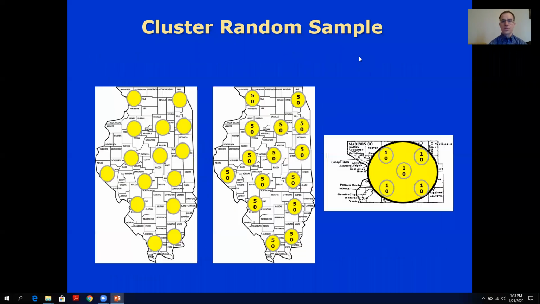So here's an example of cluster random sampling using Illinois. First, I would select clusters throughout the state of Illinois, hoping that they would be representative of Illinois, but then I would randomly select 50 individuals from each of the clusters. And then I would hope that those 50 individuals of each would be representative of each cluster, and that each cluster then would be representative of the state of Illinois. So that's the idea of doing cluster random sampling. It takes geographic locations, and then you're able to randomly select populations from that cluster.